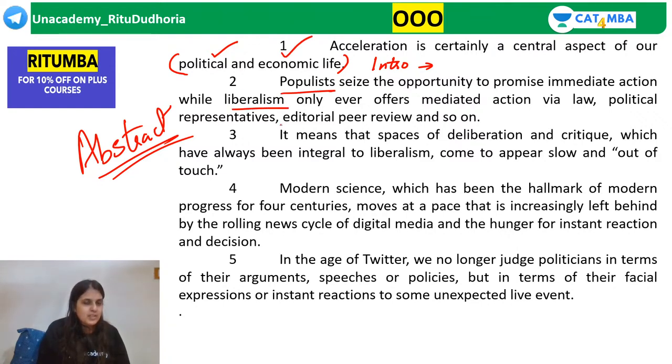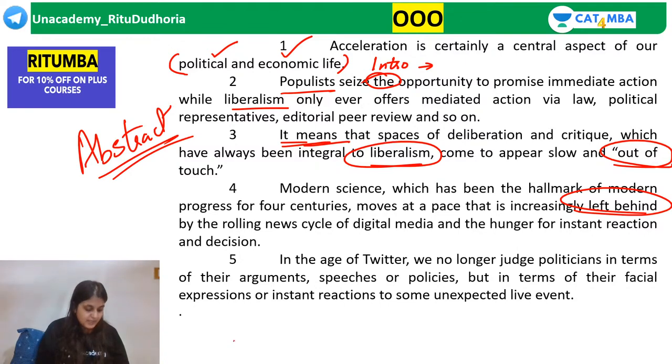Why do you bring in populism and liberalism? The opportunity. Again, this talks about liberalism. This talks about out of touch. This talks about increasingly left behind. Okay, in the age of Twitter, we no longer judge politicians in terms of their arguments, but in terms of their facial expressions or instant reactions. This is about judgment. The entire passage is about judging hastily. Did all of you understand this?